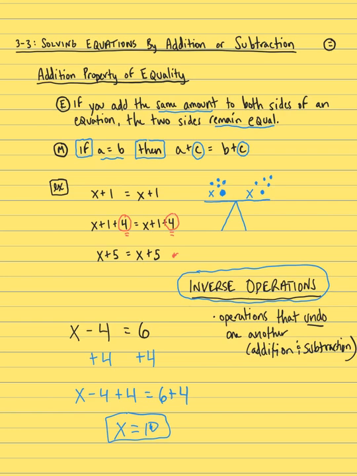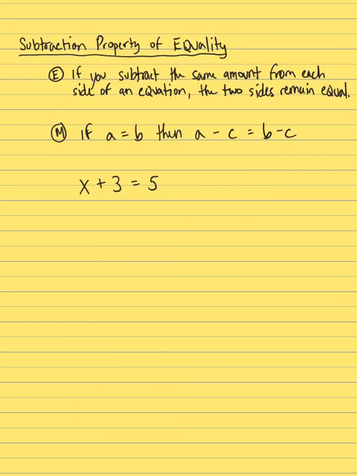So now let's look at the other one, which is the subtraction property of equality. This one has very similar language to the addition property of equality, right? Now, just a couple of new words here. If we subtract the same amount from each side of the equation, the two sides remain equal. That's it in English. In math, remember we have what's called an if-then statement, right? So if A equals B, then A minus C equals B minus C, right?